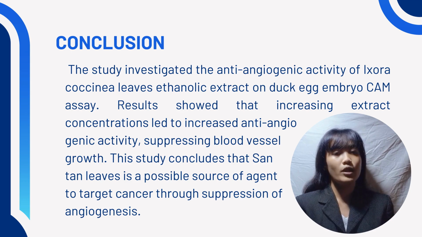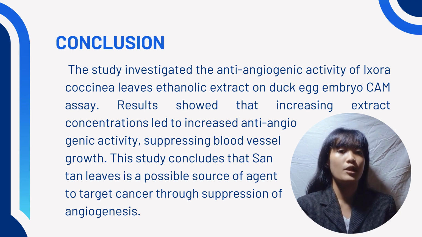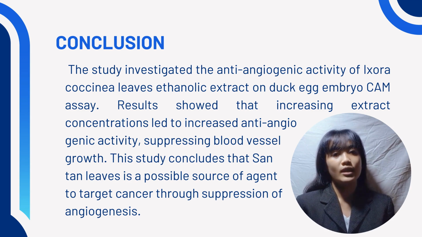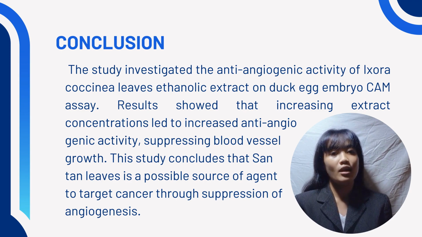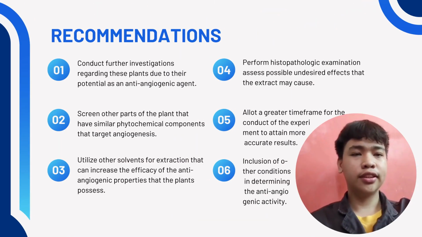In addition, a 25% concentration of the extract is enough to target blood vessel proliferation, similar to the study of Zihlif and others 2013. This study concludes that Santan coccinea leaves is a possible source of agent targeting cancer through inhibition of angiogenesis. For the recommendations, the researchers recommend to conduct further investigations regarding this plant due to its potential as an anti-angiogenic agent.